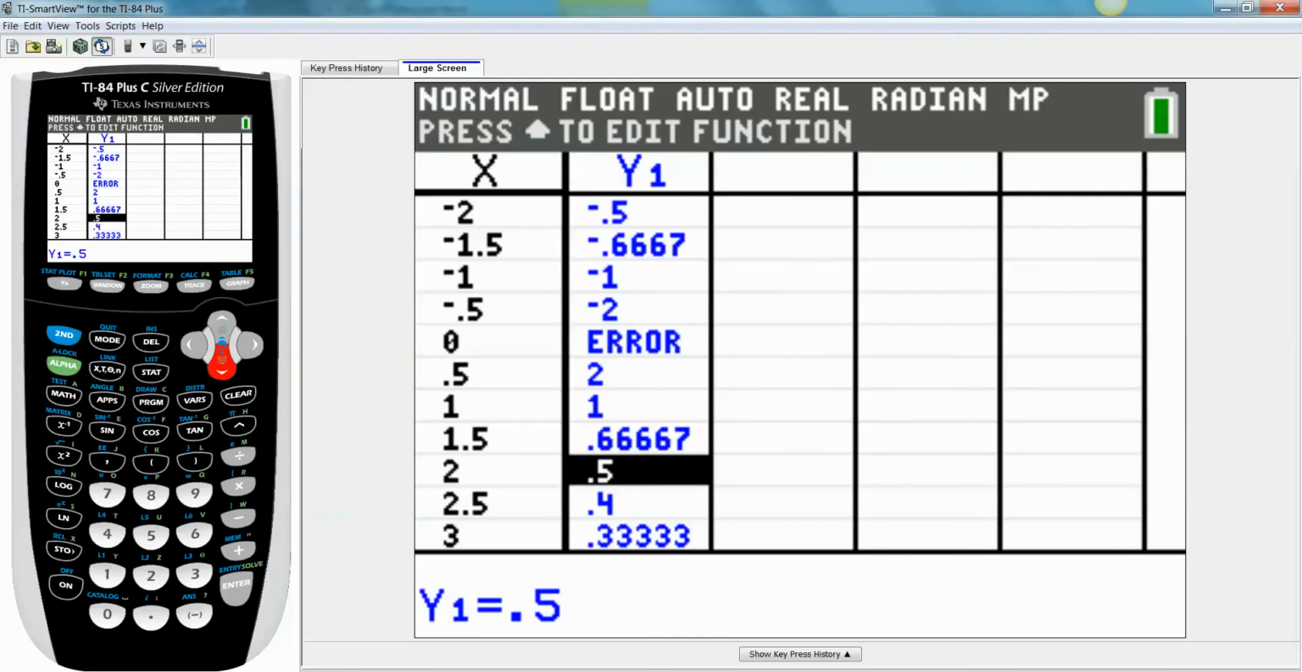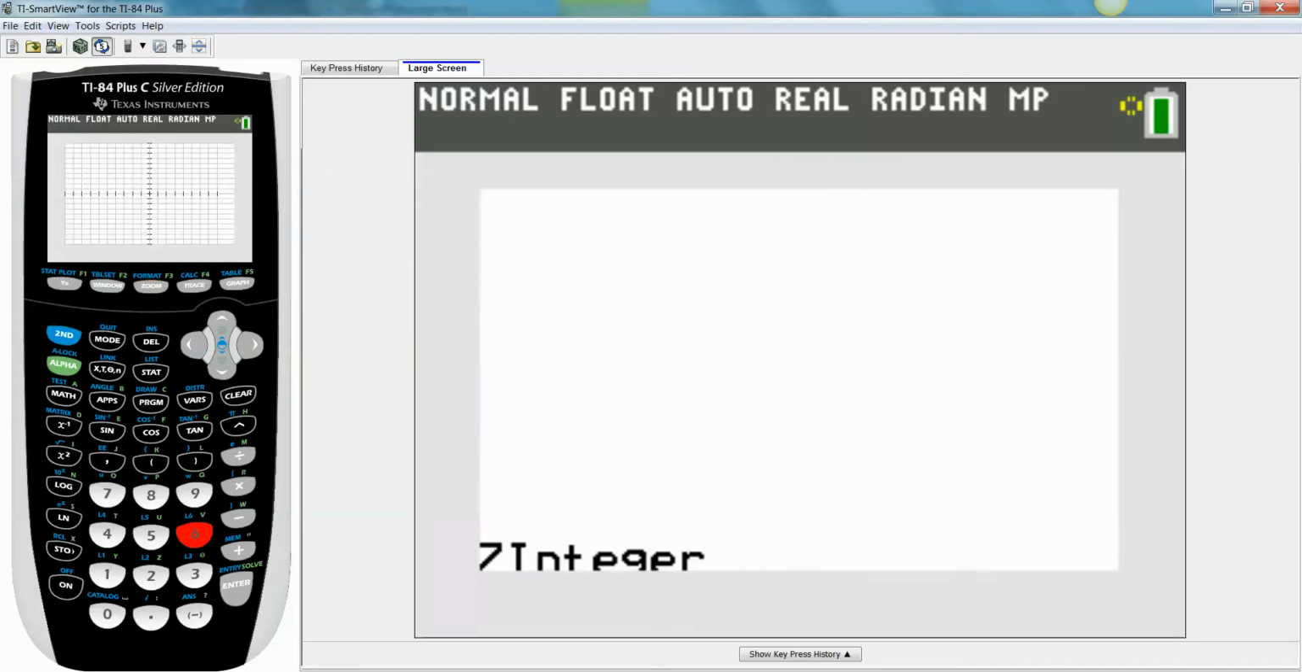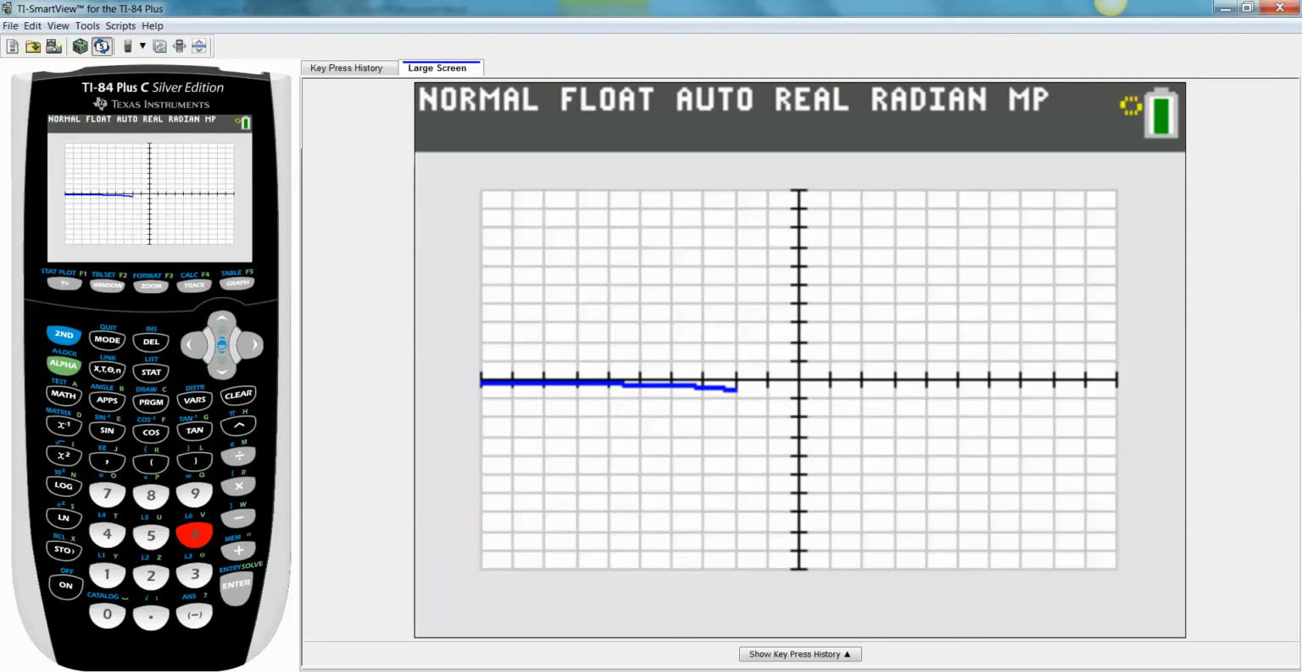If I hit zoom 6, just to get a regular, ordinary window, there's what it looks like. What's happening here is it's so steep that the calculator basically gives up and doesn't draw it anymore. It's very, very close to vertical, and calculators don't like drawing vertical lines because vertical lines are not functions, right? So it's not doing a very good job of it, but there you have it.